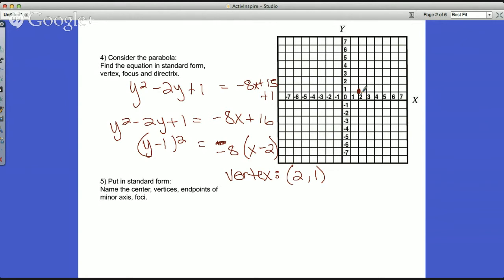Now, is this going to open up or down? Neither. Opens to the left. Very good, nicely done. How do you know that? What is being squared? The y is. Right, so since the y is squared, it's going to go left or right. Since it's negative, where's it going to go? To the left. Because the p is negative, right? Just like we had on the previous one. Gotcha. This is going to end up going towards the left.